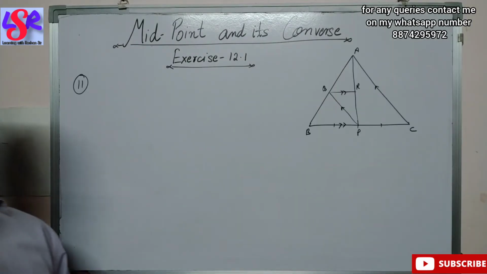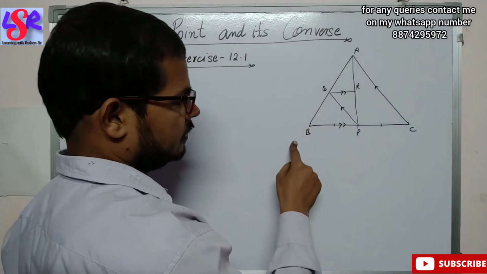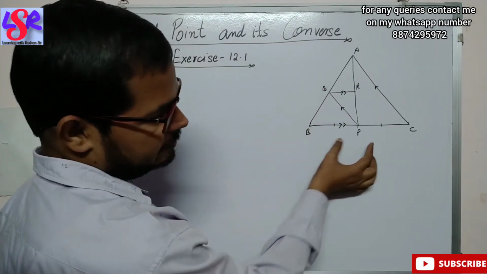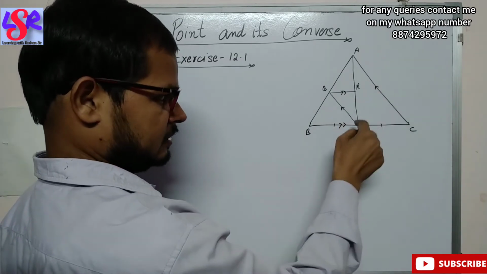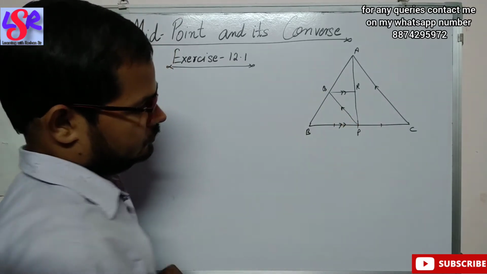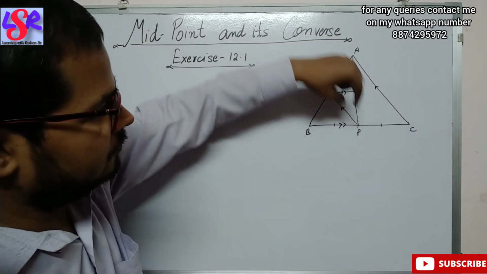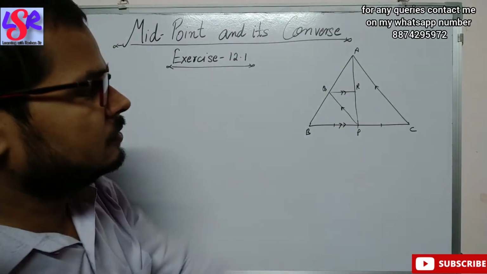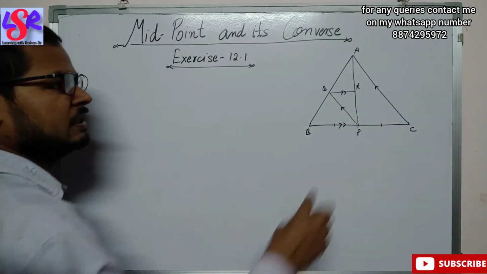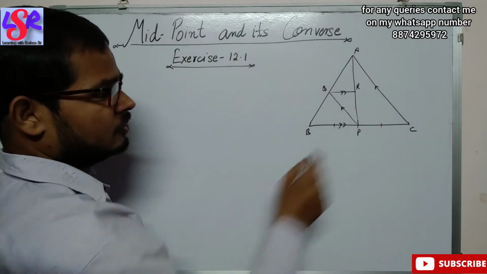Now let's do question number 11. Here in this question, we are having a triangle ABC in which P is a midpoint of BC. Then a line parallel to AC is drawn from P as PQ, and then from Q there is a line parallel to BC from Q to R such that this R is lying on a line AP. Now we have to prove this AP is twice of AR, that is R is a midpoint of AP.